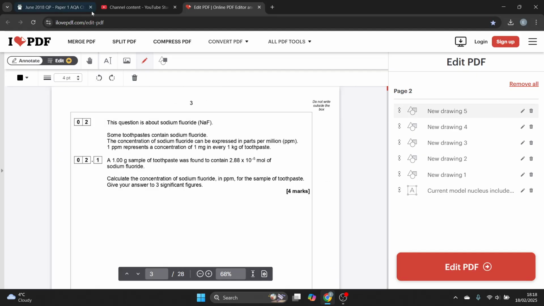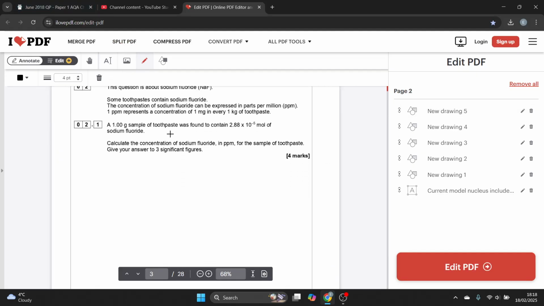Question 2. A 1 gram sample of toothpaste is found to contain this many moles of sodium fluoride. Calculate the concentration in ppm for the sample of toothpaste, the concentration expressed in parts per million. 1 part per million represents a concentration of 1 milligram in every 1 kilogram of toothpaste.